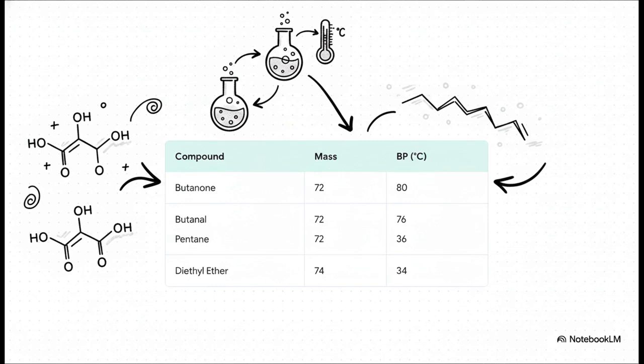Look at butanone and butanal, a ketone and an aldehyde. They have a molecular mass of 72. Now look at pentane, a basic non-polar hydrocarbon, which also has a mass of 72. You would think similar mass means similar physical traits, right? Wrong. Pentane boils at a relatively low 36 degrees Celsius. But because of the polarity from the carbonyl groups, butanone boils at 76 degrees, and butanal at a whopping 80 degrees. Polarity creates a stickiness between molecules that requires way more heat energy to break apart.